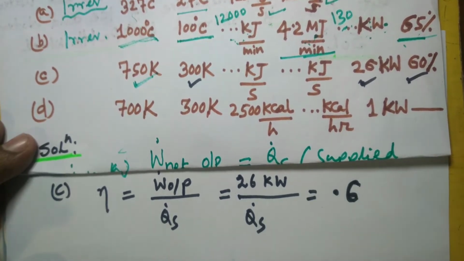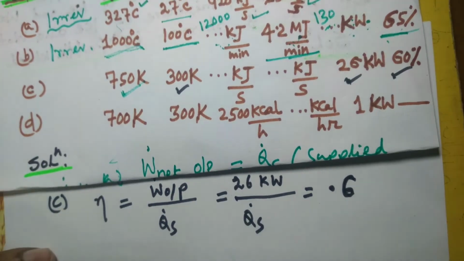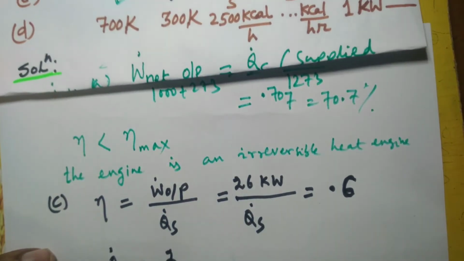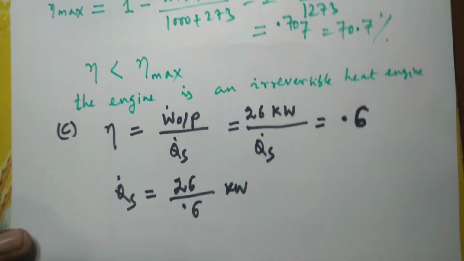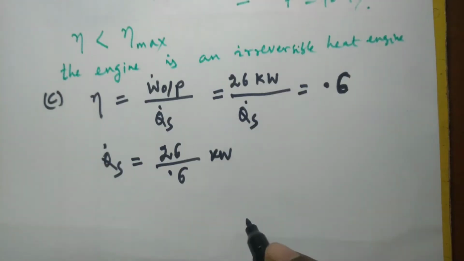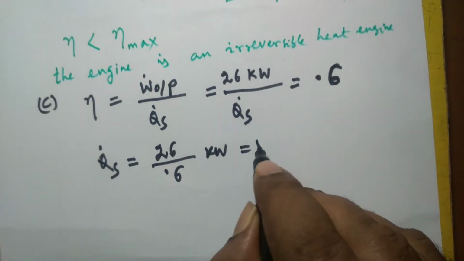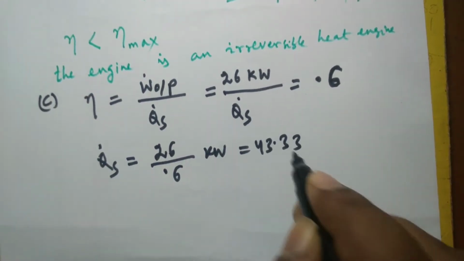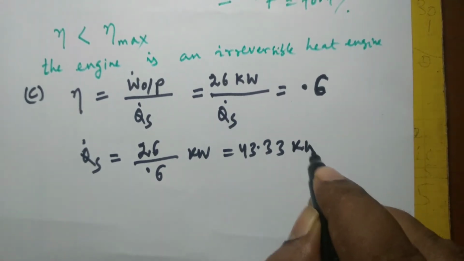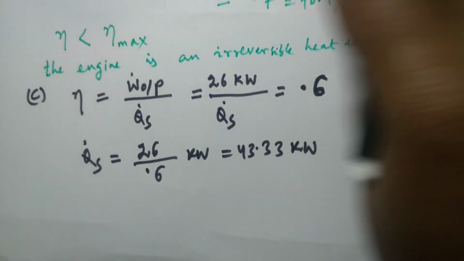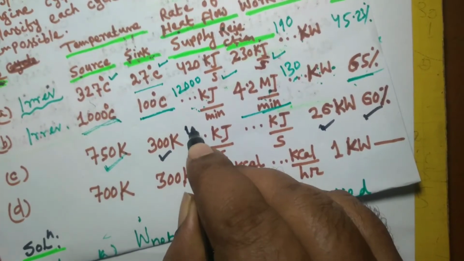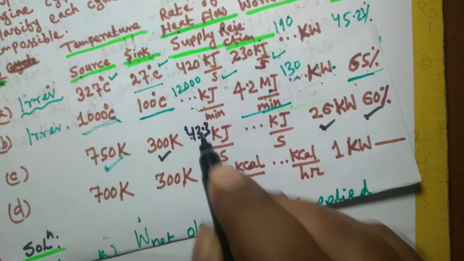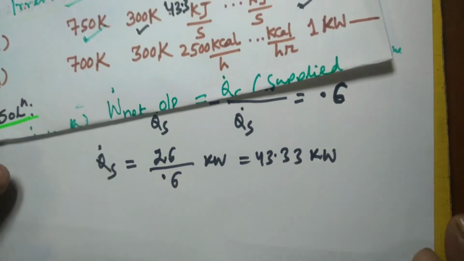60% is nothing but 0.6. On equating this, we found Q dot S is equal to this much, and this is equal to 43.33 kilowatt. Kilowatt is same as kilojoule per second, so 43.33. This is the heat supplied.